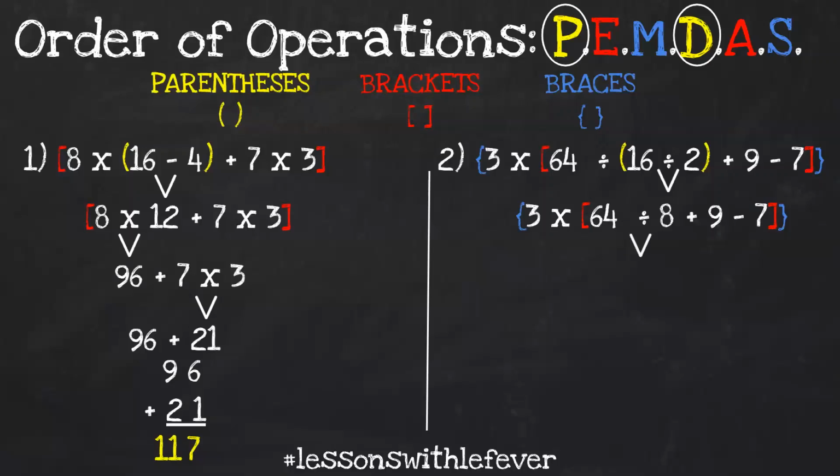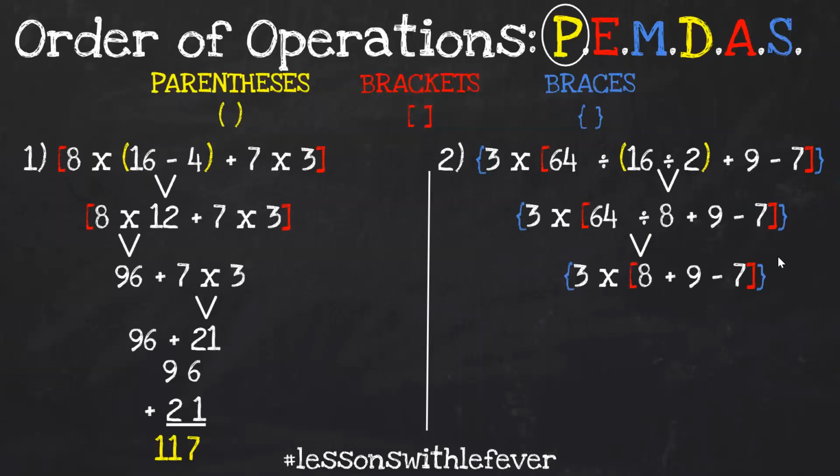division next, and we divide 64 divided by 8. Now, I know that 8 times 8 is 64, so that means my quotient is 8. And then I will rewrite my expression again. Now, inside of my brackets, I'm left with 8 plus 9 minus 7. So do I add first or do I subtract first? Here, we just do whichever comes first.